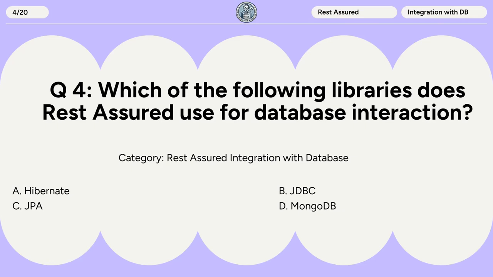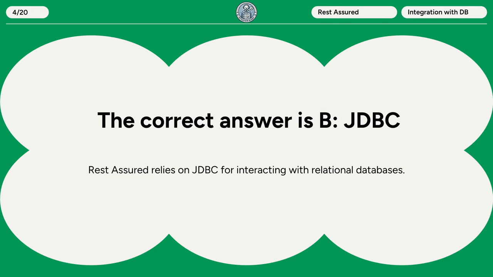Question 4. Which of the following libraries does REST Assured use for database interaction? A. Hibernate. B. JDBC. C. JPA. D. MongoDB. The correct answer is B. JDBC. REST Assured relies on JDBC for interacting with relational databases.